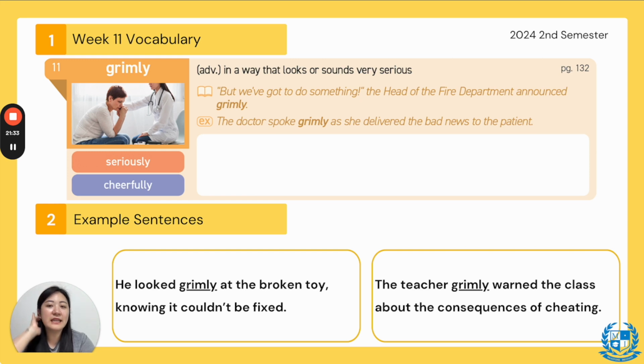Looking down here, it says he looked grimly at the broken toy, knowing it couldn't be fixed. And you're like, oh, my toy is broken. And you look at it grimly, seriously, and sad, kind of. Next one. Ooh, it says, the teacher grimly warned the class about the consequences of cheating. So they're like, if you cheat, you'll get a 0 on the test. Or if you cheat, you'll have to take the test over again. I don't know. But it said grimly, in a serious tone of voice.